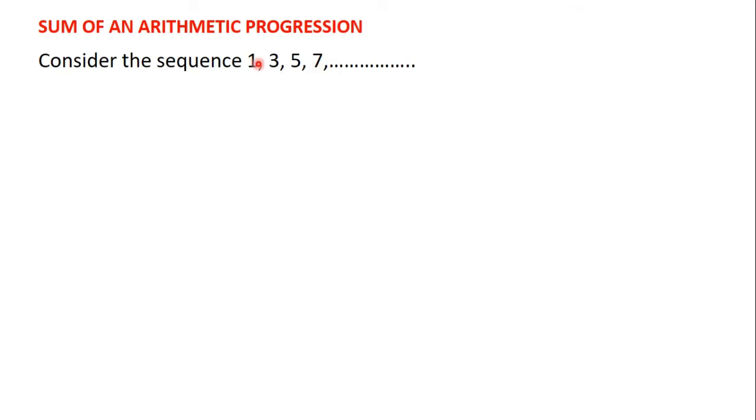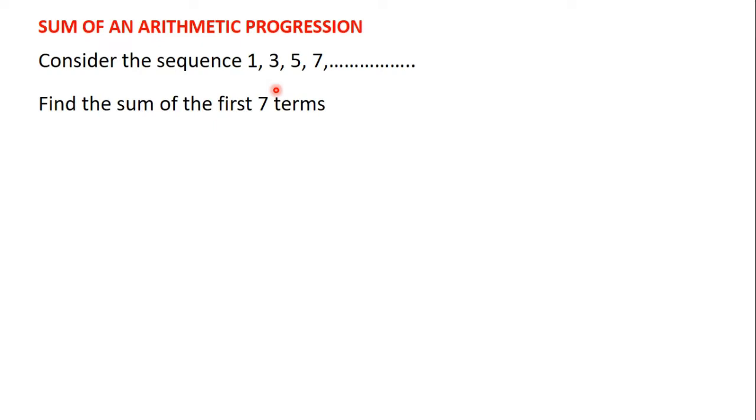Let's consider the sequence 1, 3, 5, 7. If we look at this sequence very carefully, we can see that it forms an arithmetic progression, or an AP. The first term is 1 and the common difference is 2, because 3 minus 1 will give us 2, 5 minus 3 will give us 2, and 7 minus 5 will also give us 2. So this is an AP with a first term of 1 and a common difference of 2.